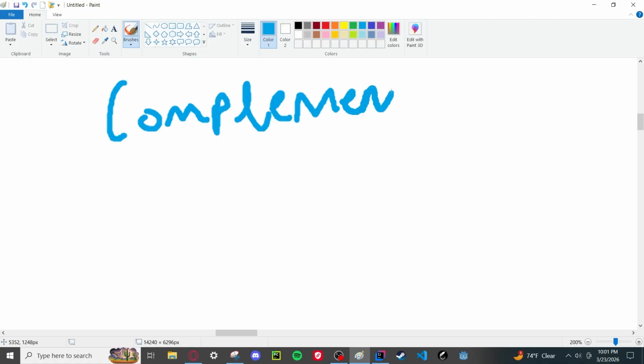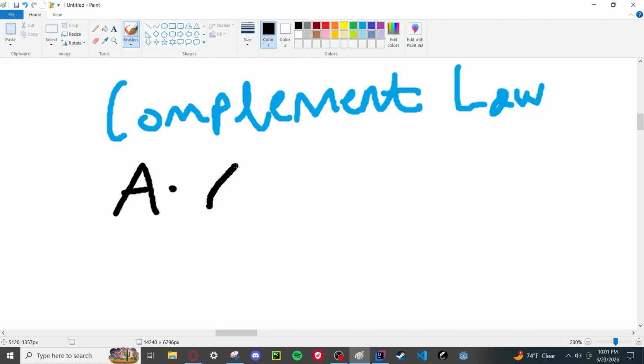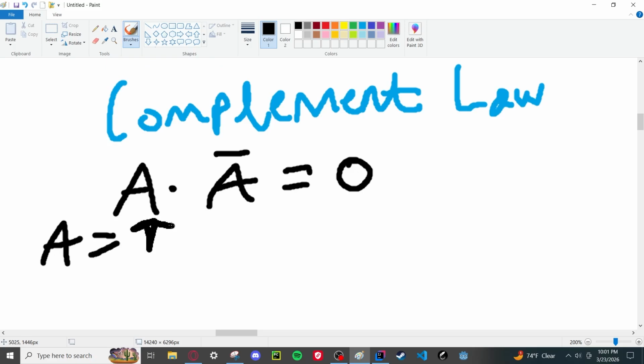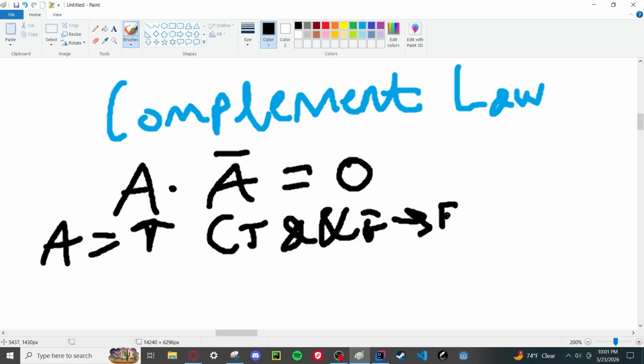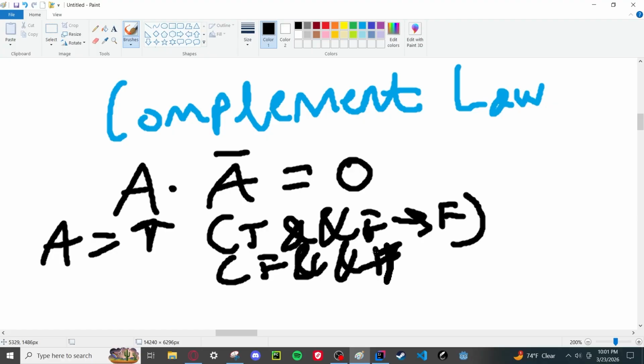The next law is the complement law. So what the complement law says is, if you have A and A not, that's going to be 0, or false, which makes sense, right? Because even if your A is true, you're going to have true and false, which we said was false. And if your A is false, you're going to have false and true, which is also false. So no matter which way you look at it, you're going to get false as your output.